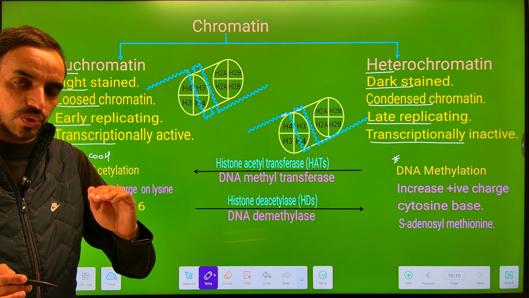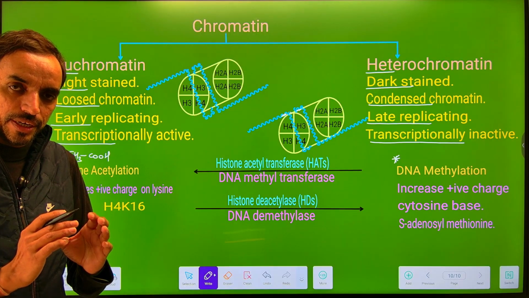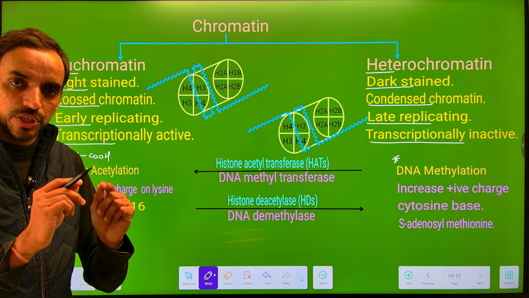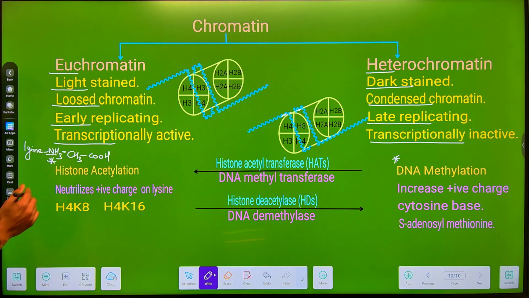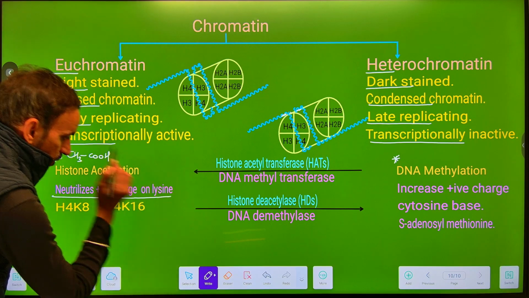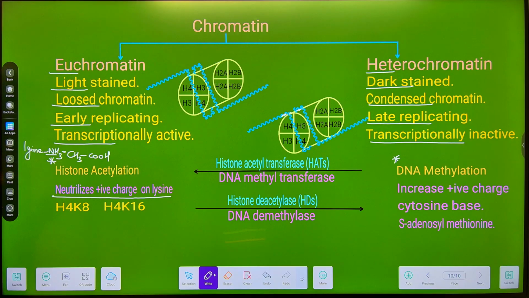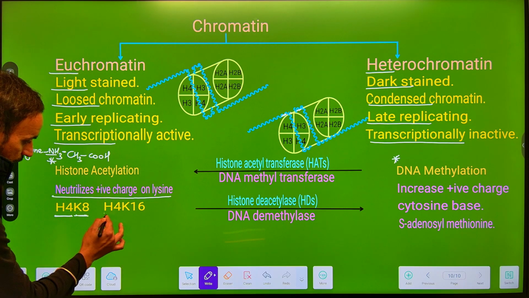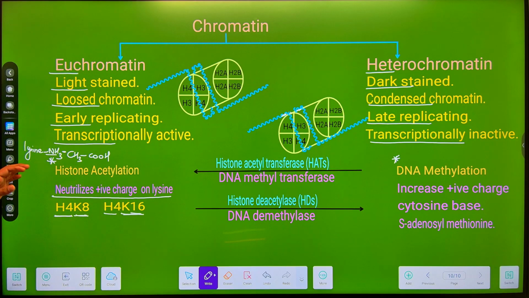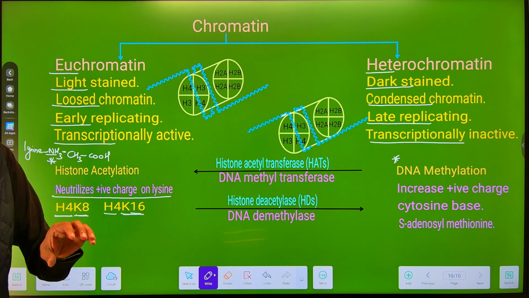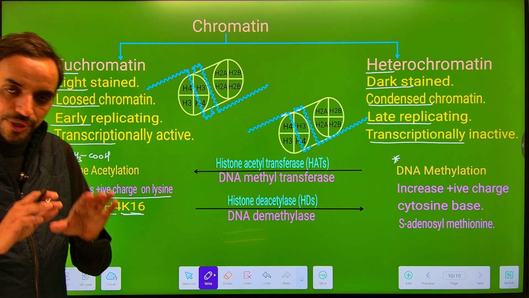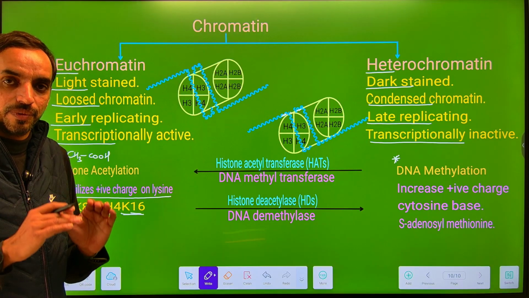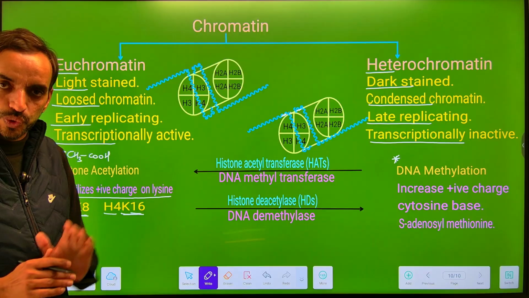charge of the histone, और अगर आप पॉजिटिव चार्ज को कम कर रहे हैं, इसका मतलब जो बाइंडिंग है डीएनए की और हिस्टोन की वो लूज हो रही है, ठीक है। So they generally neutralize the positive charge on the lysine amino acid. लाइसिन अमाइनो एसिड पे ही जनरली एसिटाइलेशन होता है। किस हिस्टोन पे होता है? H4 हिस्टोन के लाइसिन 8 पर और H1 हिस्टोन के लाइसिन 16 पर। These are the major acetylation sites, and the acetylation of histone reduces the positive charge and thus it will convert a heterochromatin DNA into the euchromatin.